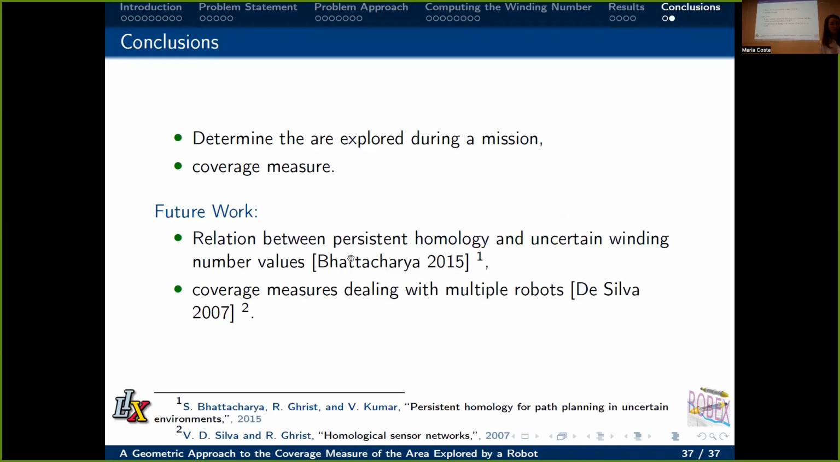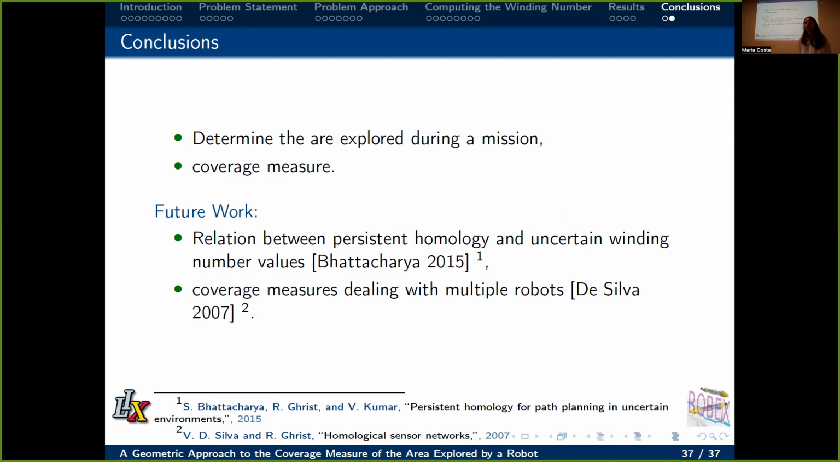Okay. So to conclude quickly, we can determine the explored area and the coverage measure using the winding number and also using interval analysis. And the fact that we use interval analysis makes our work adaptable to deal with the uncertainty in the robot's trajectory, which we will be doing in the future very soon.